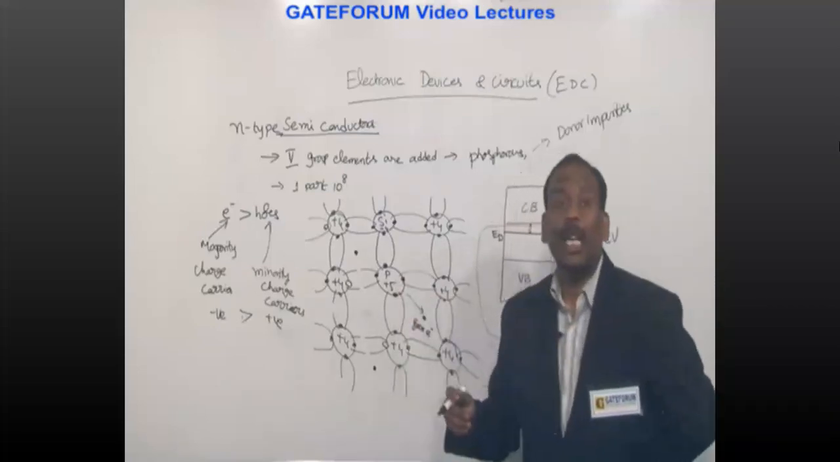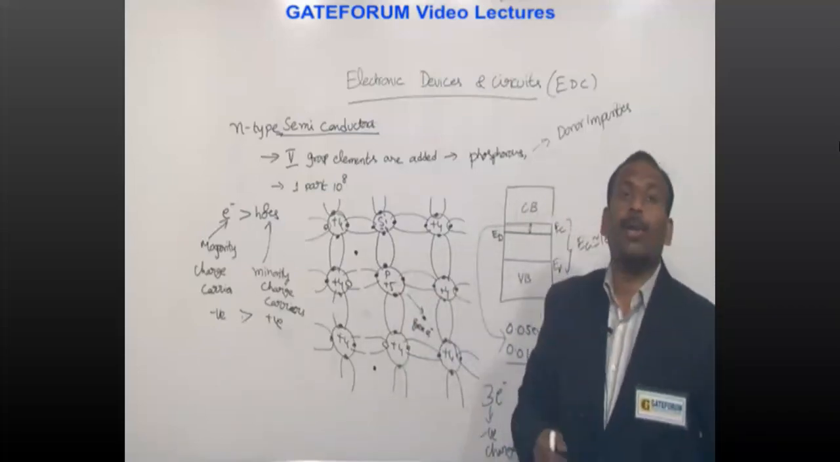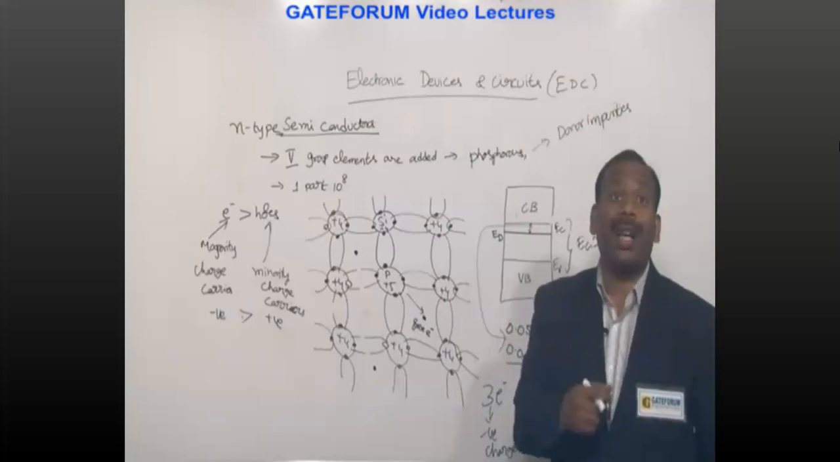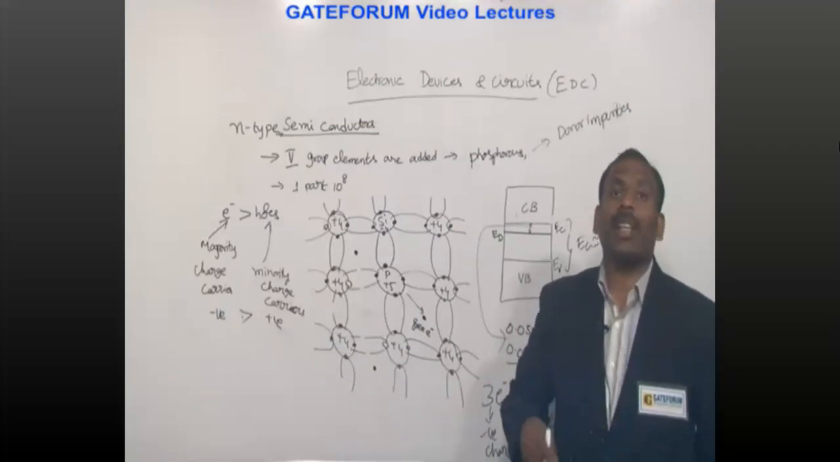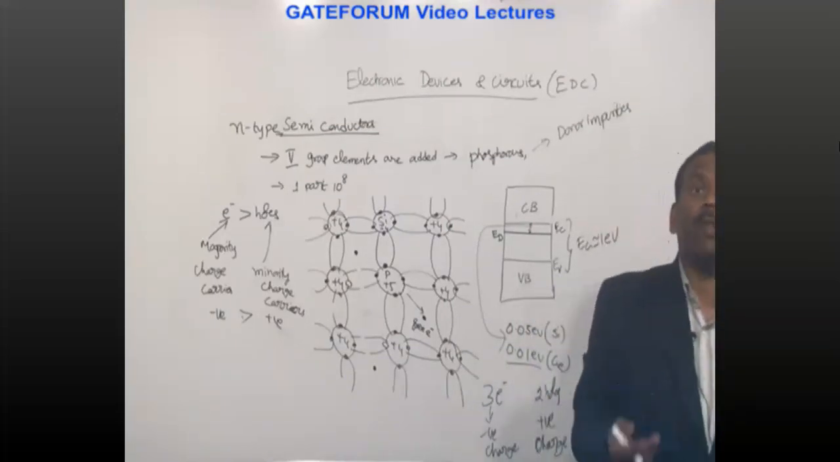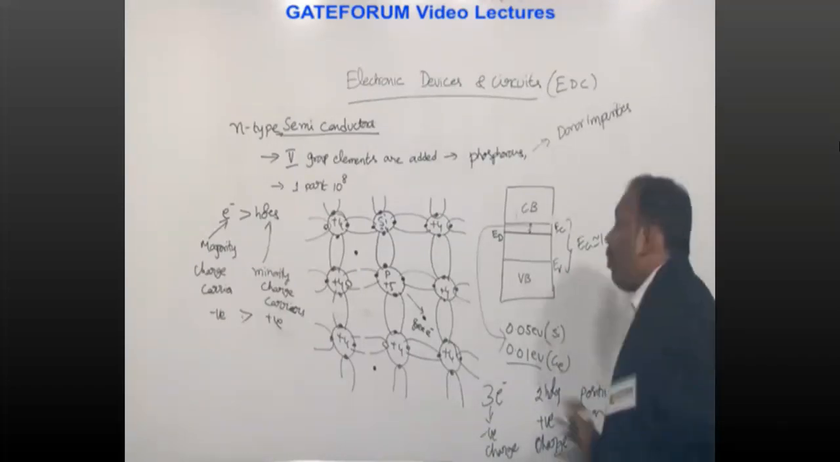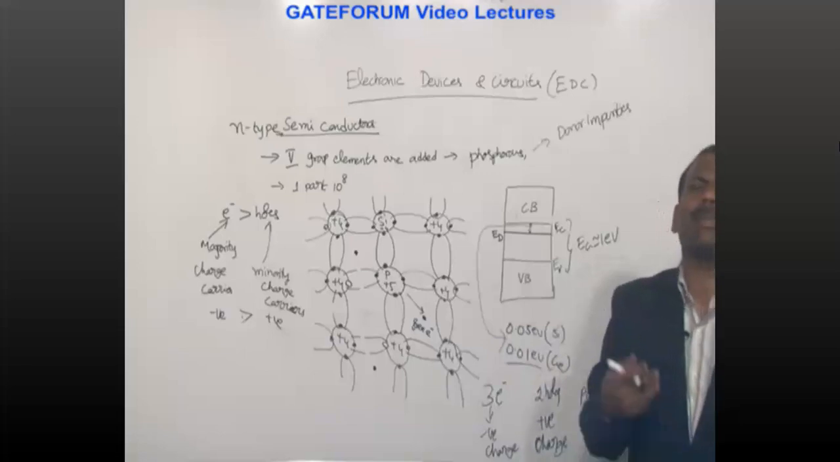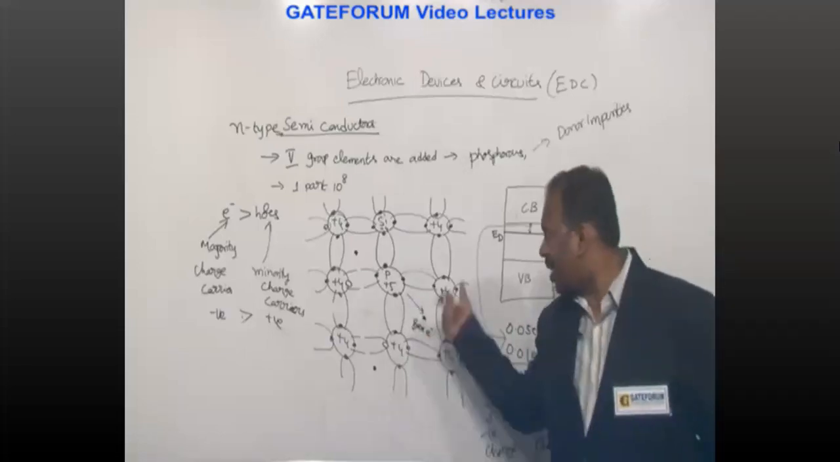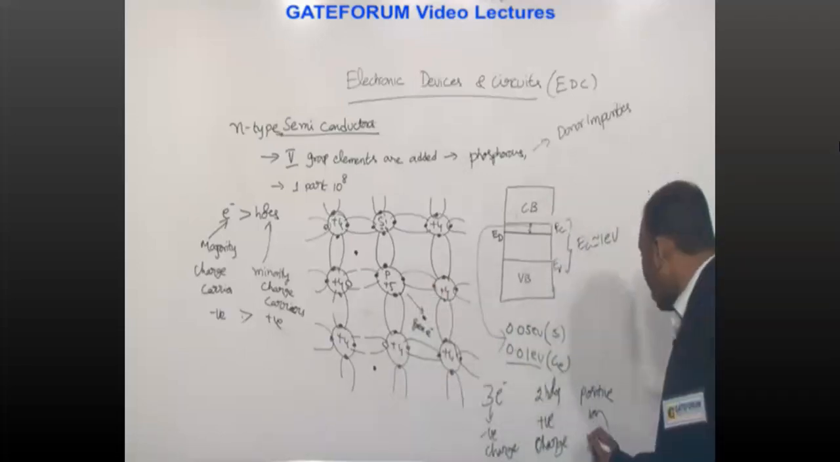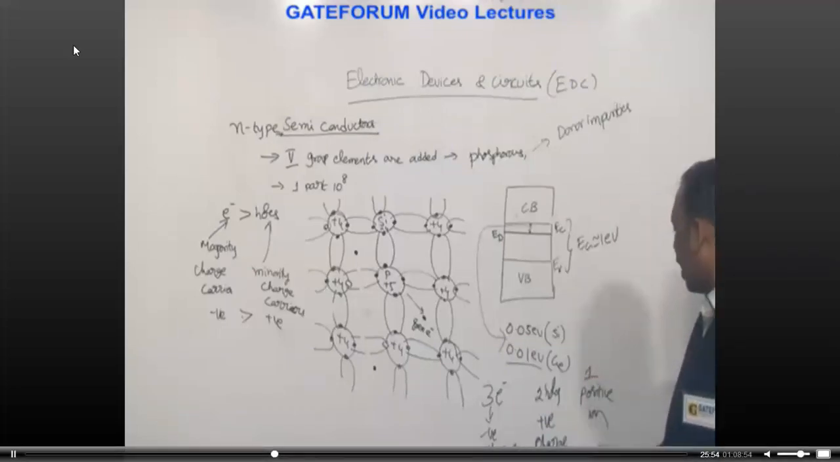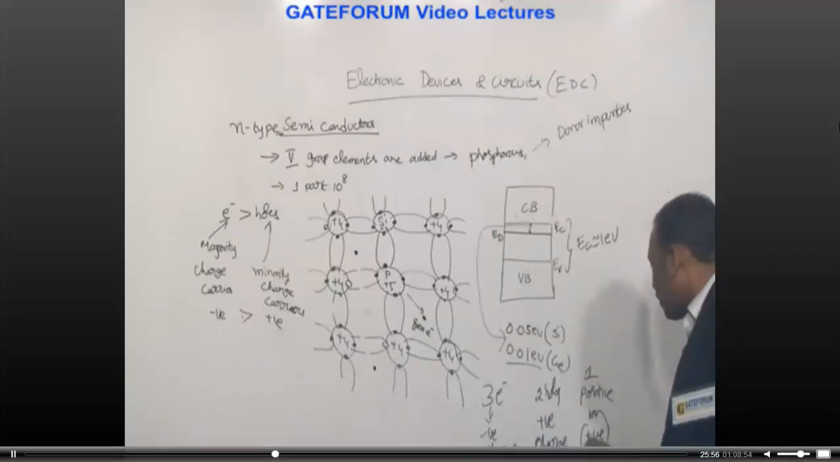See this one. It's donated one electron. Donated one electron means it becomes an ion. Whether it's a positive ion or negative ion? Donated one electron, deficient of one negative charge. Therefore it becomes a positive ion. How many ions are there in this figure? One ion. So one positive ion, and it is having positive charge.